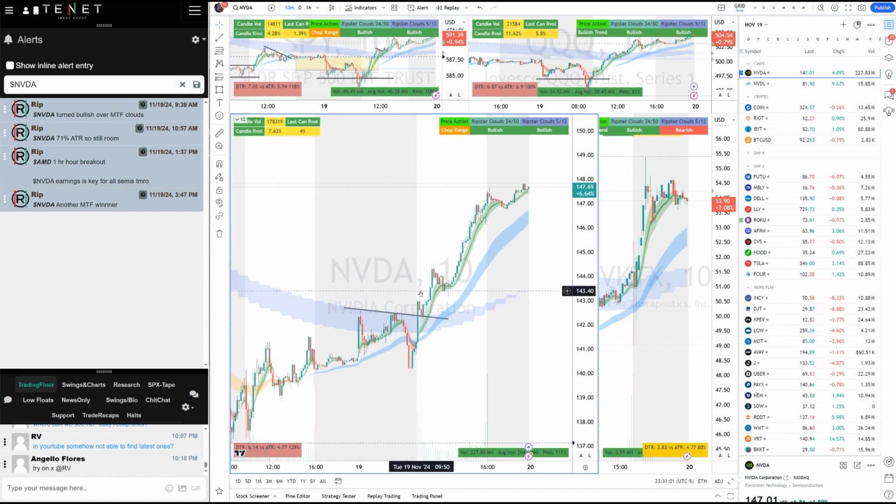You see, this is the amateur move. Pulls. This is where you can add because you have defined risk right here, and then you trade it all day, right? So I told everyone it turned bullish over MTF clouds, and then it was at a 71% ATR. I told everyone it still has room. Then Nvidia went on to do 130% ATR.